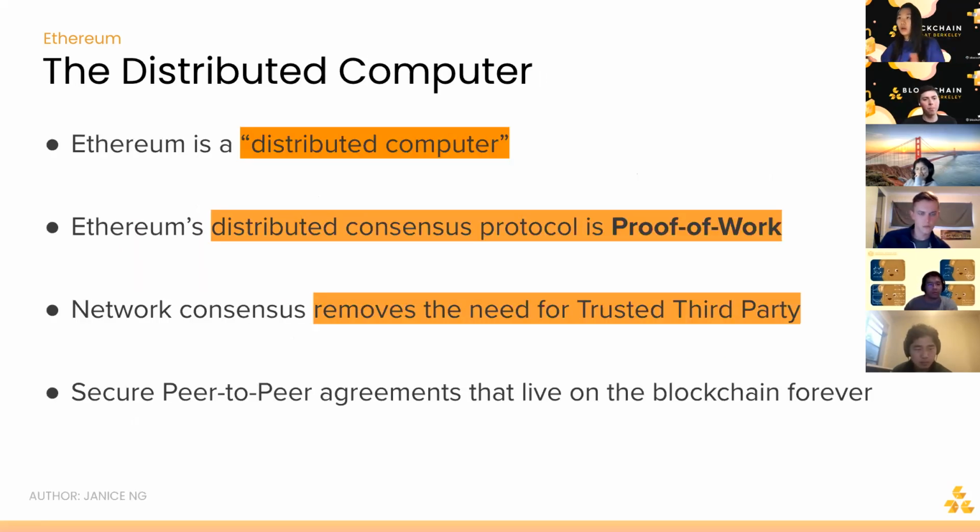So in total, just to recap, Ethereum is a distributed computer. It currently uses the consensus protocol of proof of work. And that's when miners competitively create blocks by executing code and searching for a solution to the mining puzzle. The network consensus removes the need for a trusted third party, and there are secure peer-to-peer agreements that live on the blockchain forever. So hopefully that kind of summarizes Ethereum and smart contracts.